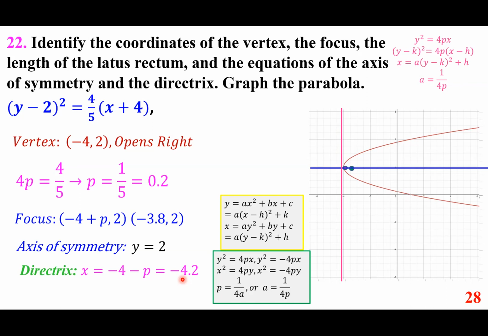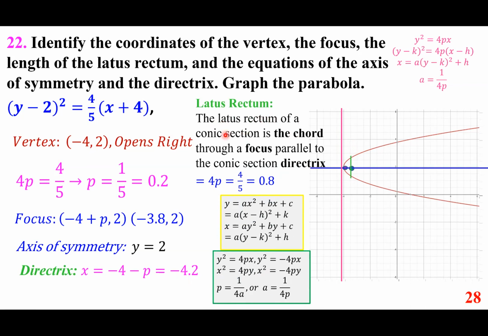Now, latus rectum is this distance, and it's 4 times P. And 4 times P, we already know is 4/5. So the latus rectum of a conic section is the chord through a focus parallel to the conic section directrix, and we know it to be 4/5. So we have all the questions answered. So the best course of action is to have a rough sketch before you calculate the location of everything else. It makes it a tad easier to see that the focus is to the right, the directrix is to the left of the vertex, and it makes life easy.